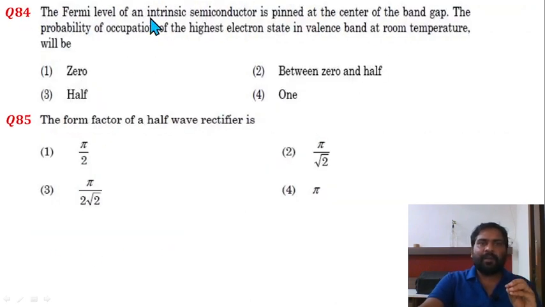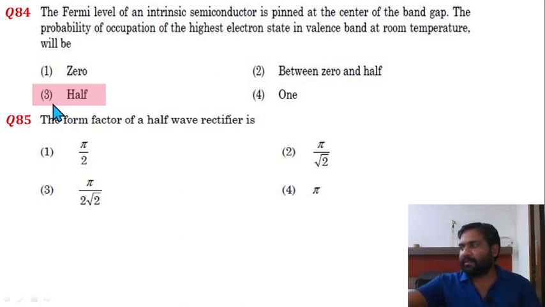Question 84. The Fermi level of an intrinsic semiconductor is pinned at the center of the band gap. The probability of occupation of the highest electron state in the valence band at room temperature is going to be half. Option 3 is correct.